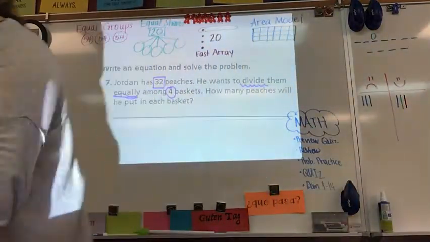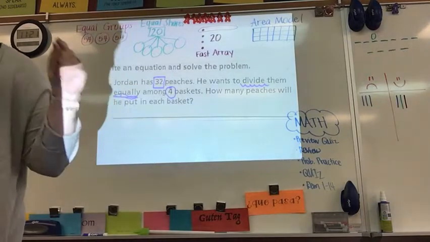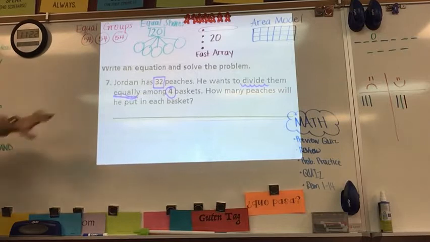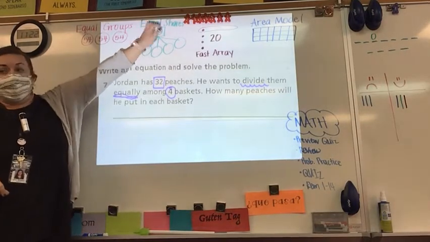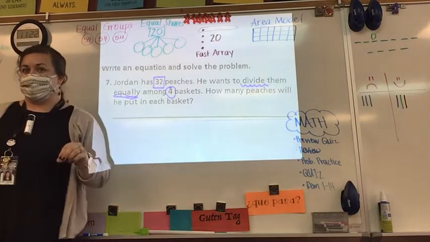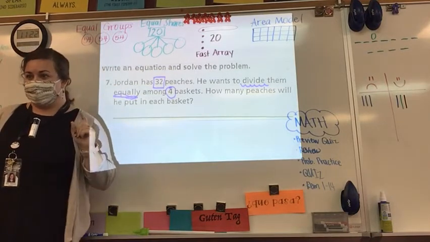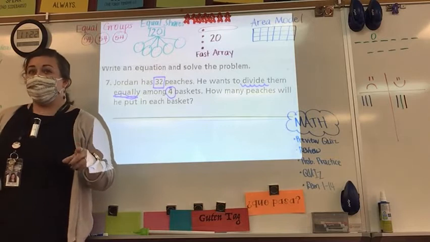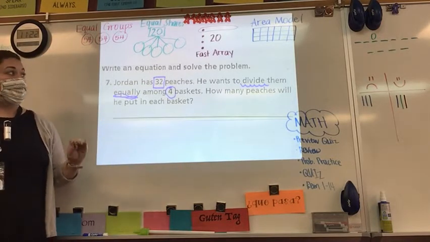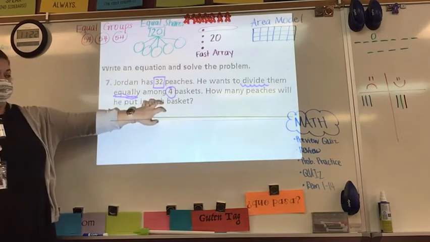Nice work. So let's do it. On your math boards, I want to see your equal shares drawing. He's starting with 32 total, and he's splitting it into 1, 2, 3, 4 baskets. Your turn to solve. I want to see that picture on your board. I don't even need your equation right now. I just need to see your equal shares drawing for this problem.